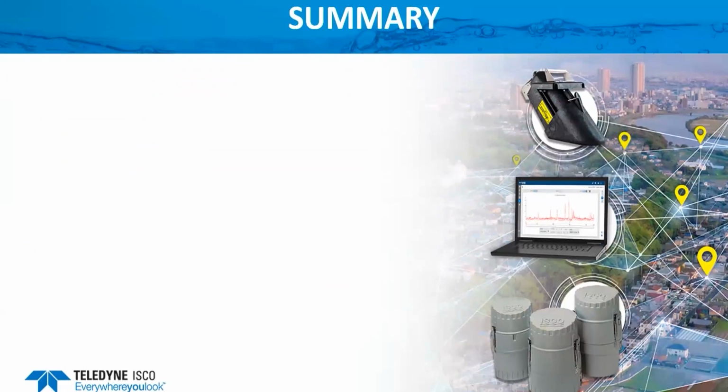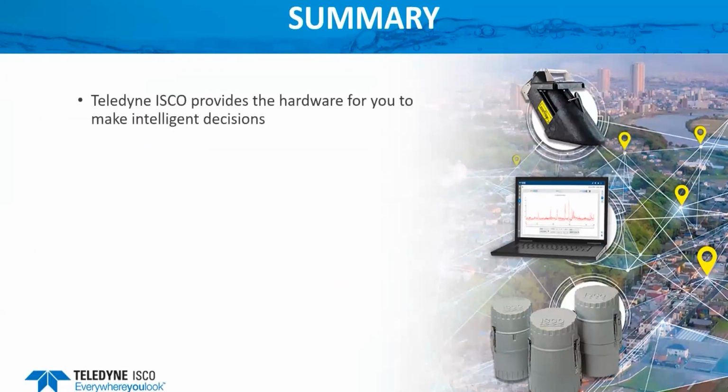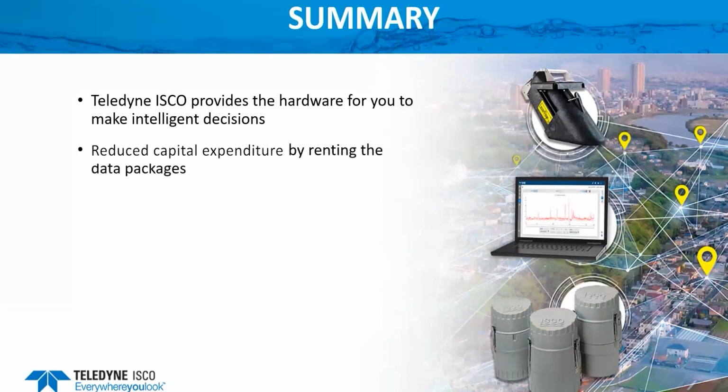And finally, the summary of everything that Darrell and I covered. Teledyne ISCO is providing hardware for you to make intelligent decisions based upon what your needs are. We're going to have different hardware packages available to you. This is going to reduce your capital expenditure because you're renting those packages instead of purchasing them. That also allows you to reduce your downtime and cost of repairs. If something breaks, we send you a new one or we repair it. And again, no cost to you because it's a rental.